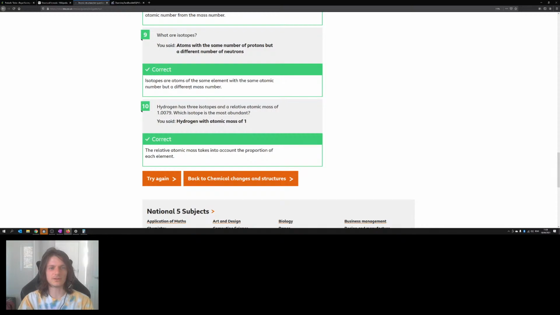Isotopes are atoms of the same element with the same atomic number but a different mass number. Hydrogen has 3 isotopes and a relative atomic mass of 1.0079. Which isotope is the most abundant? Hydrogen with atomic mass of 1. The relative atomic mass takes into account the proportion of each element.